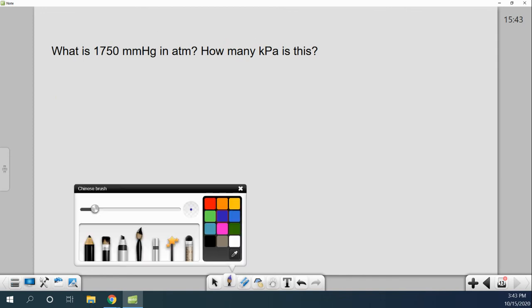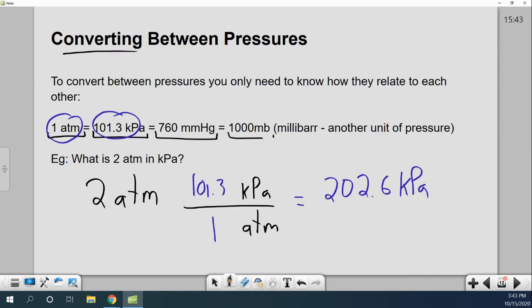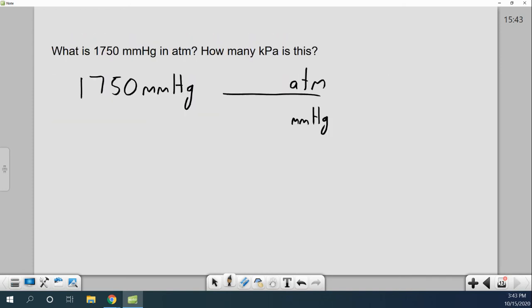Let's try another one. What is 1,750 millimeters of mercury? I need to get out of millimeters of mercury. I need to get into atmospheres. Okay. What's my relationship? 1 atmosphere is 760 millimeters of mercury. So I take my 1750 times 1, but you don't need to do it because it's times 1, divide by 760. Turns out if I had 1750 millimeters of mercury, I would have 2.3 atmospheres of pressure.